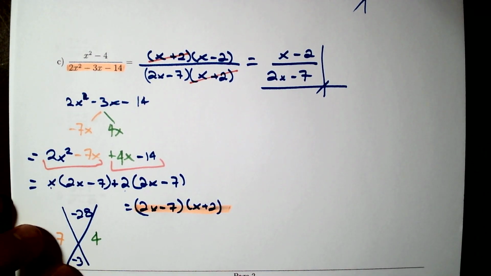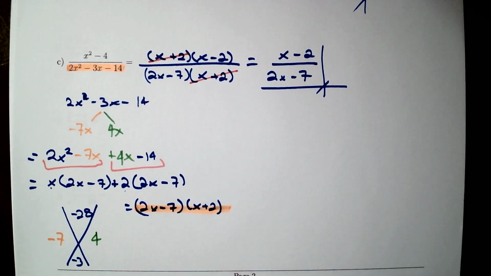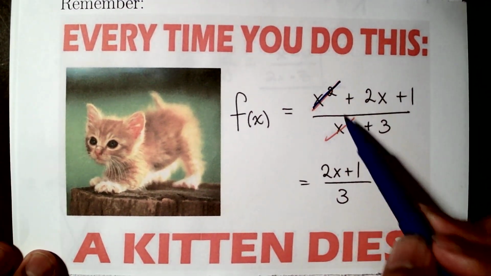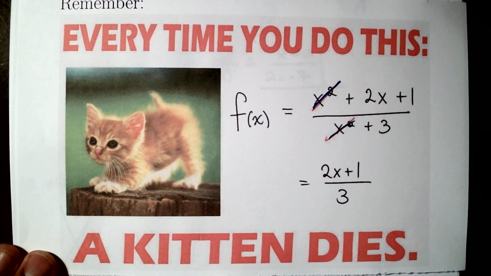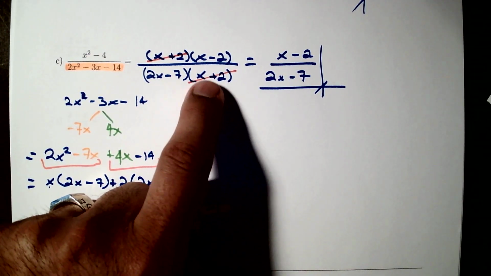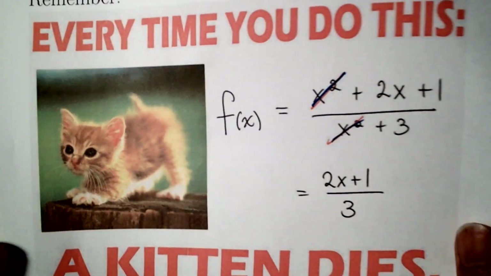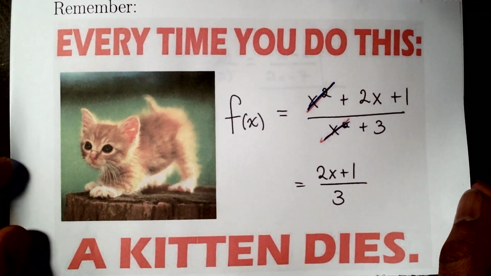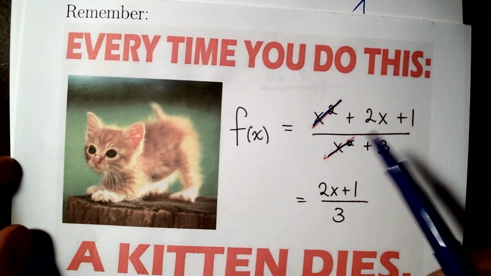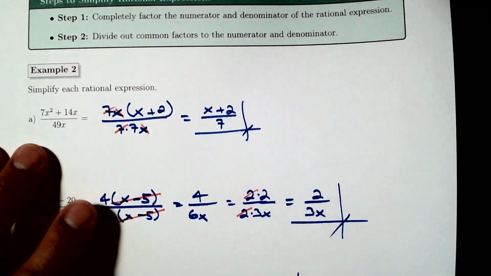All right. So maybe I should show you a very fun meme. What happens when you do that? Every time we cancel terms like this, a kitty dies. Okay, you don't want to kill kitties by canceling terms. What we do is divide out common factors, not terms. I'm going to put it again just so you can see what happens every time one cancels terms. So this is not correct. Let's move on to the next example.